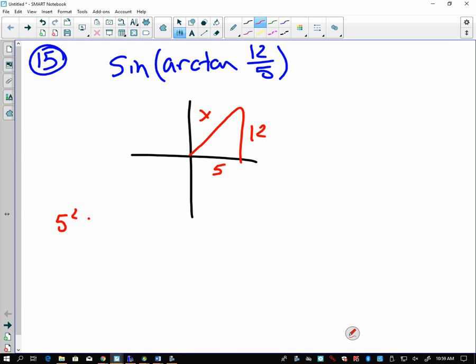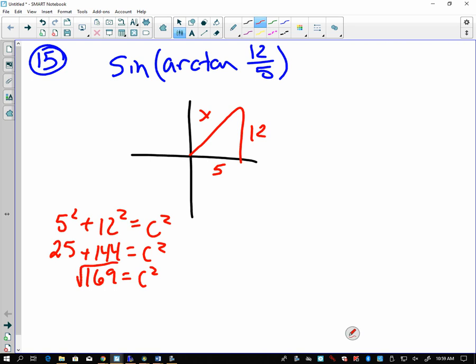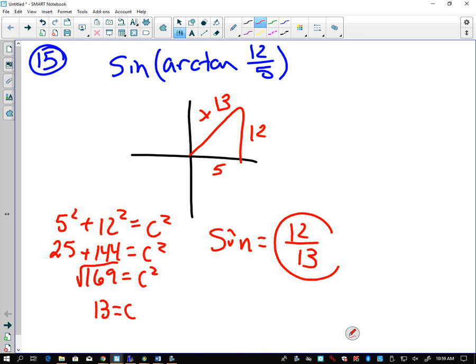So 5 squared plus 12 squared equals c squared. 25 plus 144 equals c squared. 169 equals c squared. Square root of 169 is c. So this is 13. So sine equals 12/13. So 12 over 13 should be my answer. Let's see, 15, 12/13. Okay, we good there? Do we understand the process?